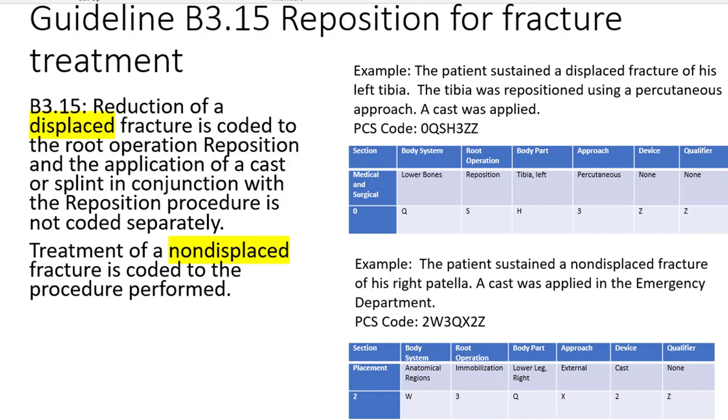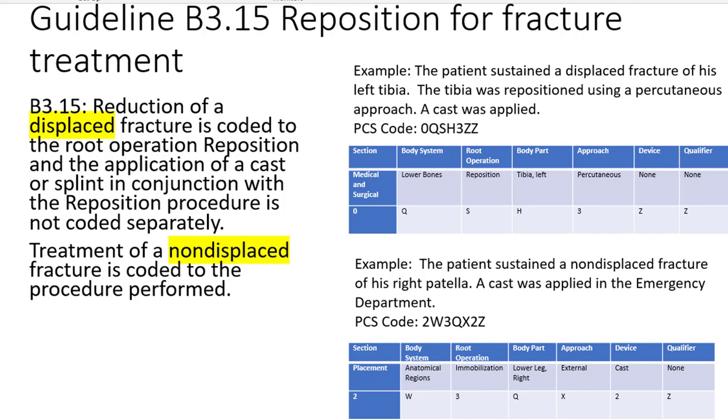Guideline B3.15 is reposition for fracture treatment. This is telling the coder, making a distinction between a displaced and a non-displaced fracture. If the physician repositions a displaced fracture and puts on a cast, you don't code the application of the cast. But if the cast is applied, let's say in the emergency room for a non-displaced fracture, that cast application falls under the root operation of immobilization.